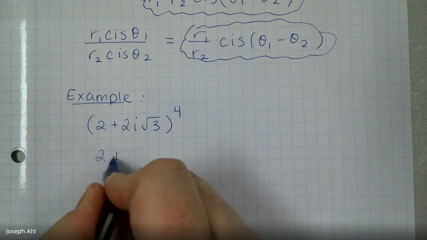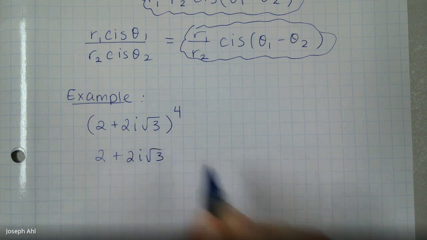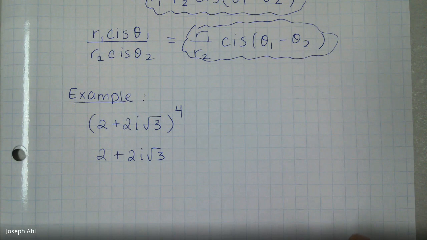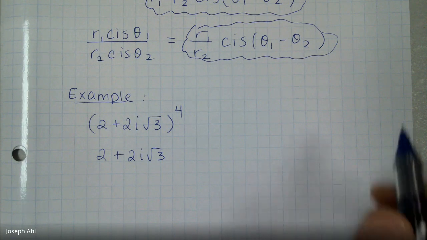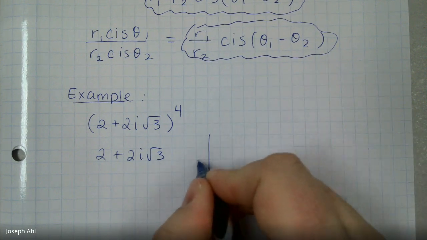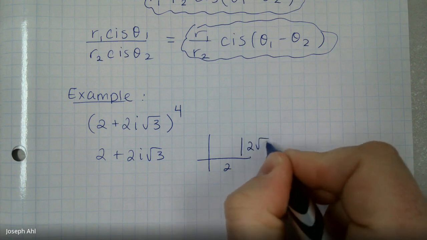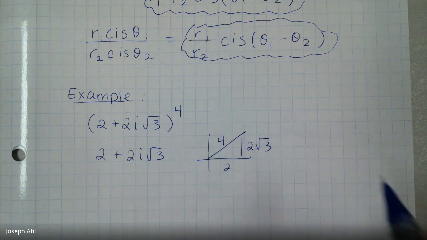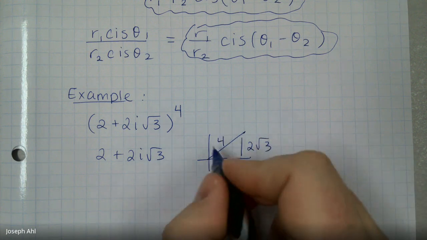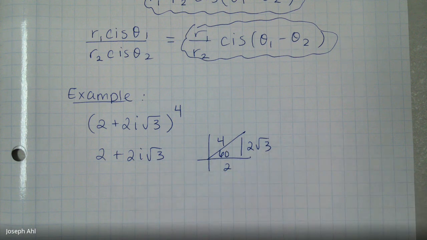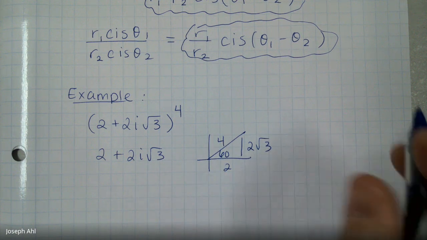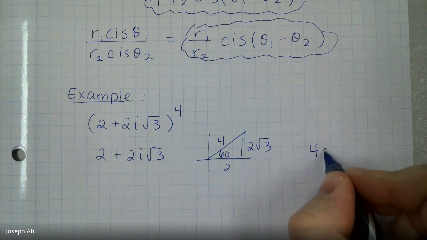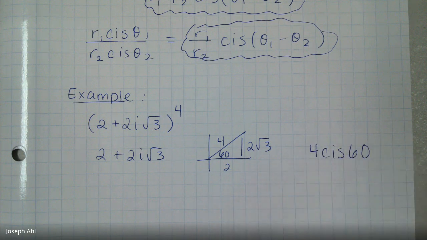Let's start with just 2 plus 2i radical 3, that inside piece. If I were to convert that, it goes to the right 2 and then up 2 radical 3. So the hypotenuse of that triangle would be 4 with a reference angle of 60. Therefore, 2 plus 2i radical 3 is the same as 4 cis 60.